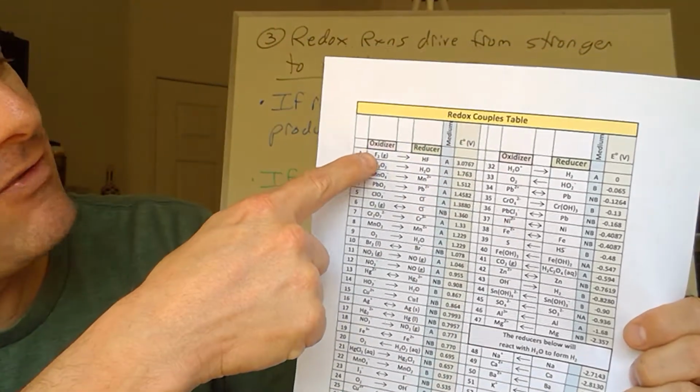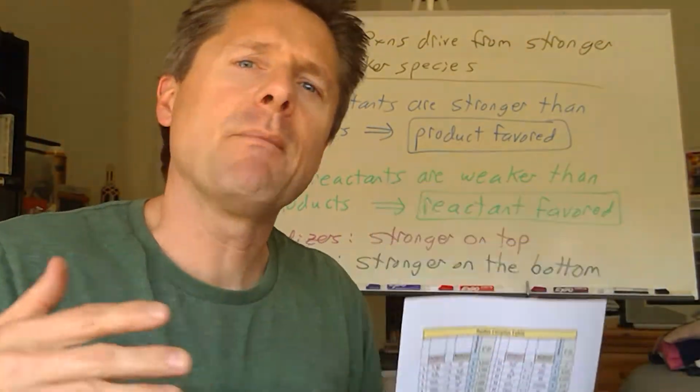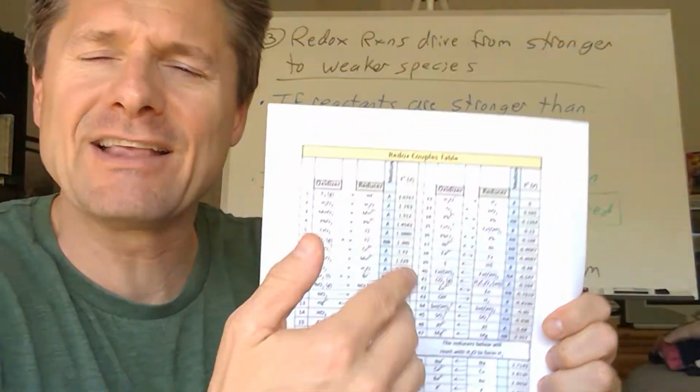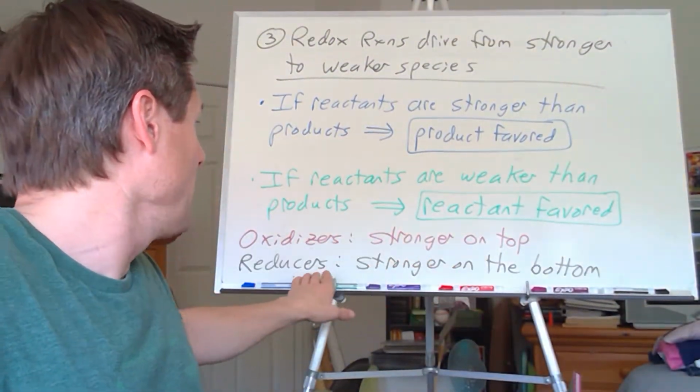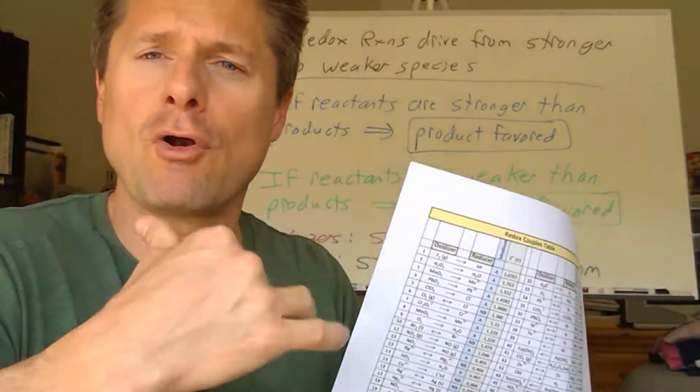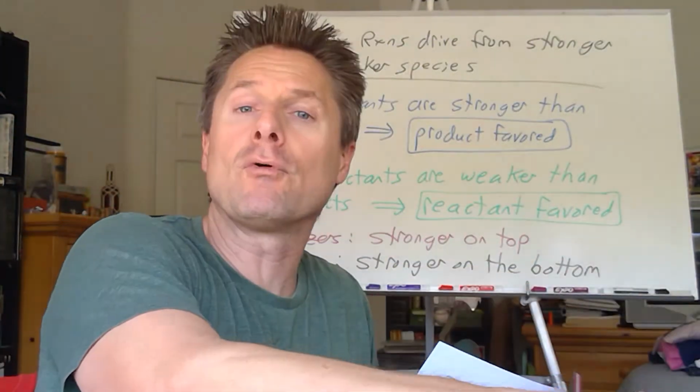So in essence, if the oxidizer is above the reducer, that means it tends to be product dominant. If the reducer is above the oxidizer, it tends to be reactant dominant, because the oxidizers are stronger on top, reducers are stronger on the bottom. So if my reactant has an oxidizer here and my reducer is below it, that means the stronger ones are on the left, and it's going to drive towards the right.